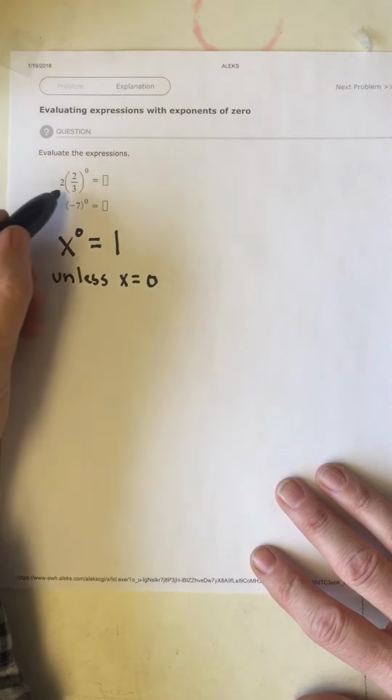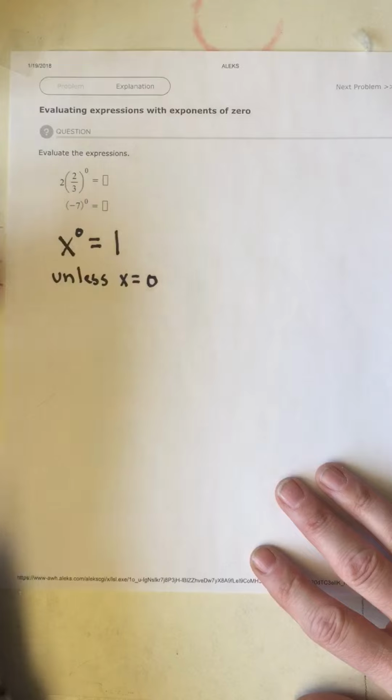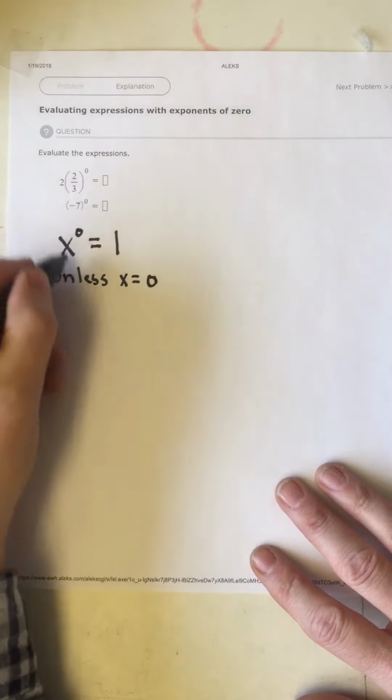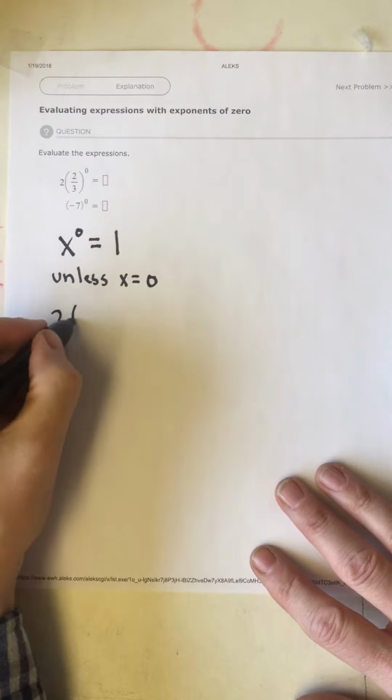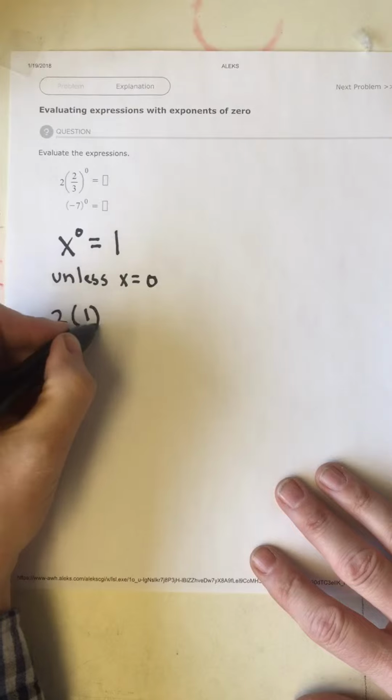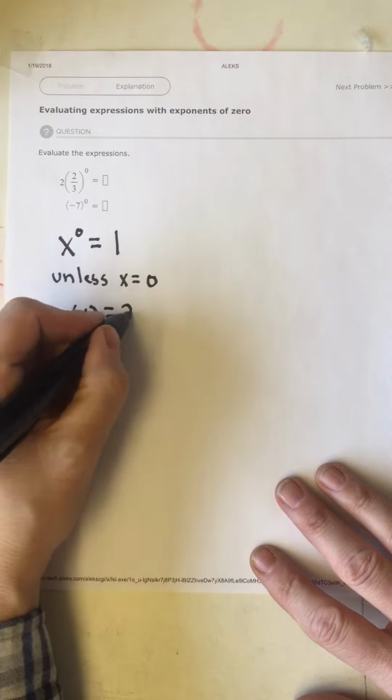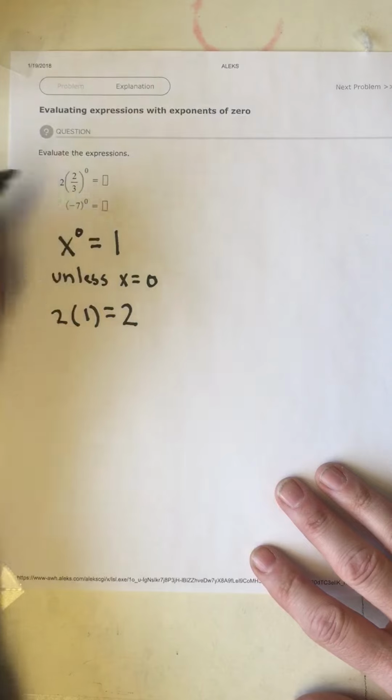So let's take a look at the first one. 2/3 raised to the 0 by definition is 1. So we have 2 times 1. So that would just give us 2. The second one is -7 to the 0.